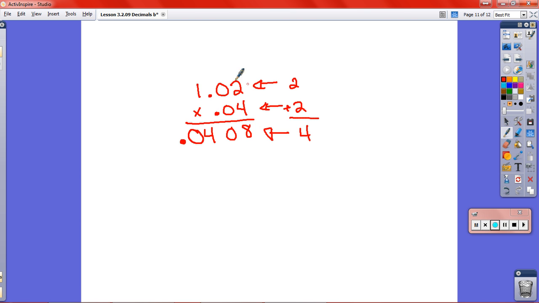So multiply the numbers normally, count the number of decimal places, put the same number in the answer, even if it means you have to add a 0 at the beginning.